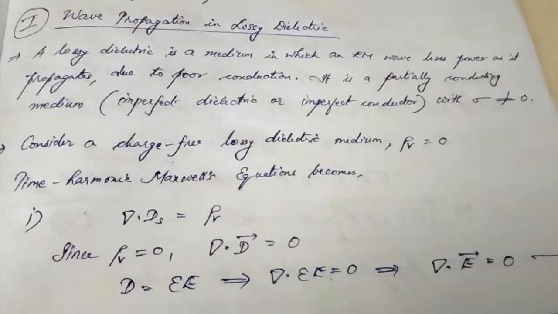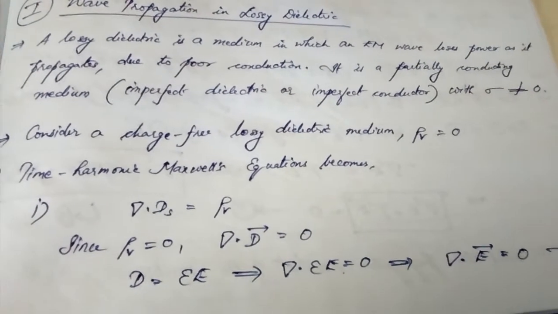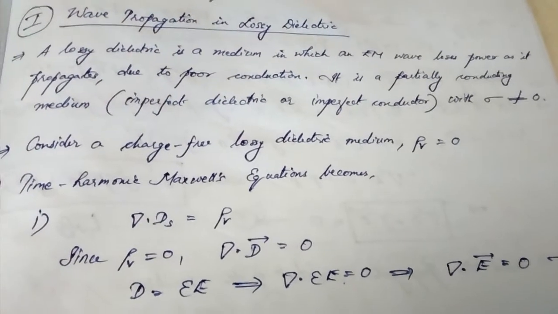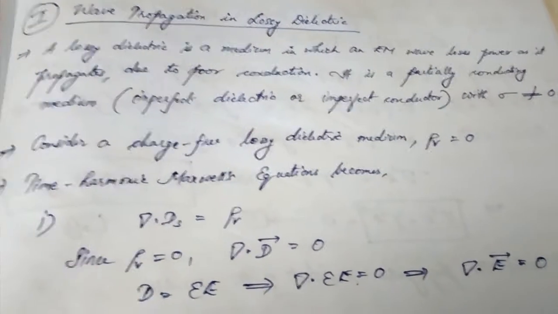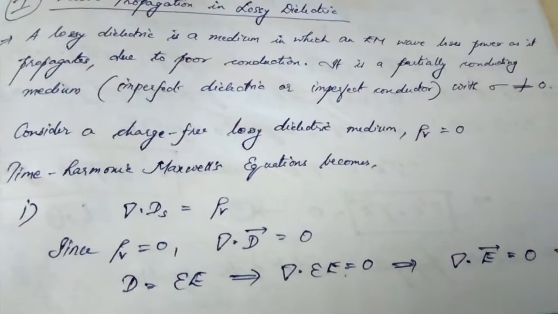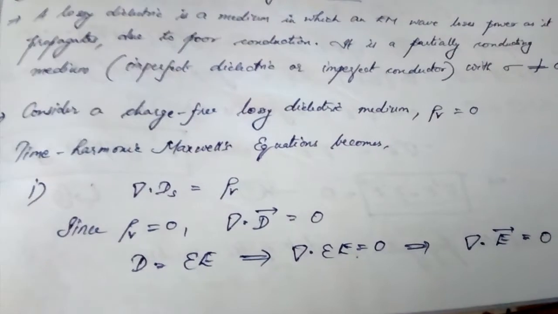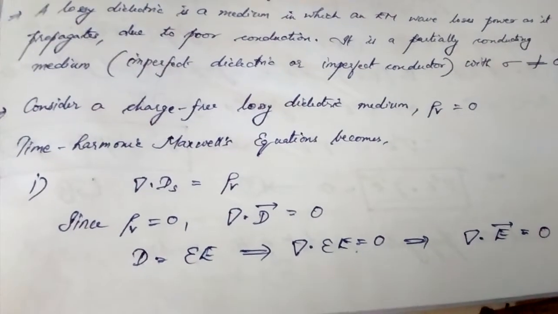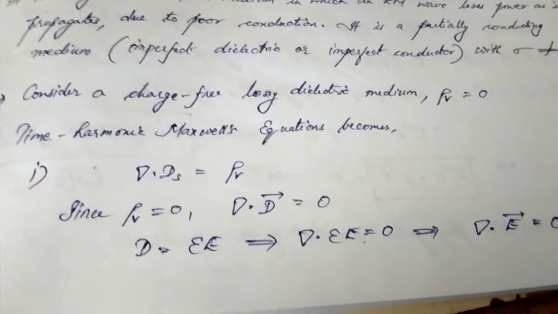Today we will be considering wave propagation in a lossy dielectric. So lossy dielectric is a medium which is not a perfect insulator. It conducts the EM waves to some extent. That is why we say sigma not equal to 0. Okay. So now we will consider a charge-free lossy dielectric medium. Charge-free means charge density rho v will be equal to 0.